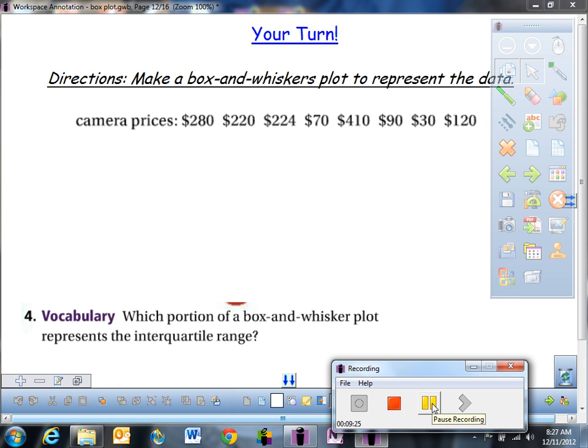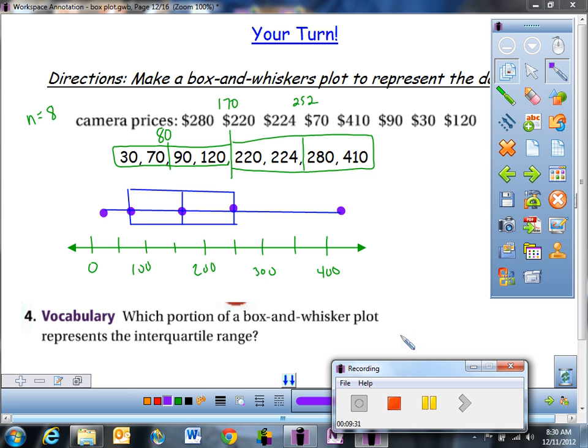Why don't you try this one? When I calculated my medians, I had to calculate the average of all 3 quartiles. So I averaged 70 and 90 and got 80, 120 and 220 and got 170, 224 and 280 and got 252. And then I plot my points on my box and whisker and look at my spread.